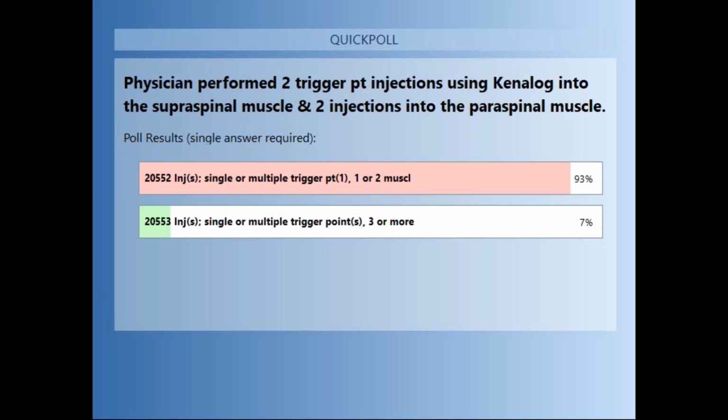Yeah, so it is actually 20552, so great job, everybody. There's 4 injections that were done, but there's only 2 muscle groups injected. So the 2 muscle groups were the supraspinal and the paraspinal. So 20552 is correct. Thank you, everybody.